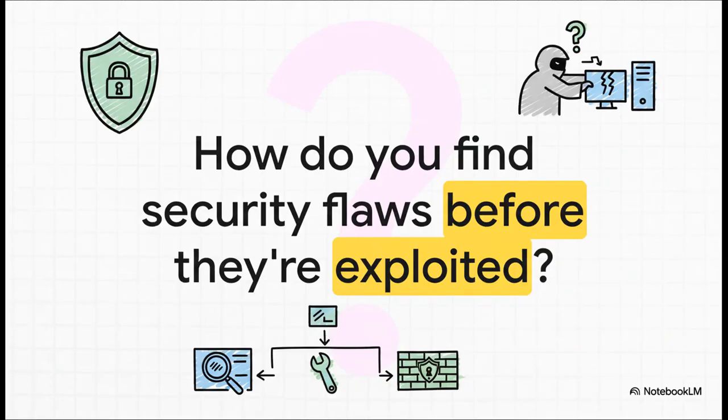So let's start with the big question, right? How do you actually find these security flaws before the bad guys do? The answer is a process called threat modeling. You can think of it like a crystal ball for your security. It lets you look into the future, see a potential attack, and it gives you the power to stop it in its tracks. It's all about being proactive, not reactive.